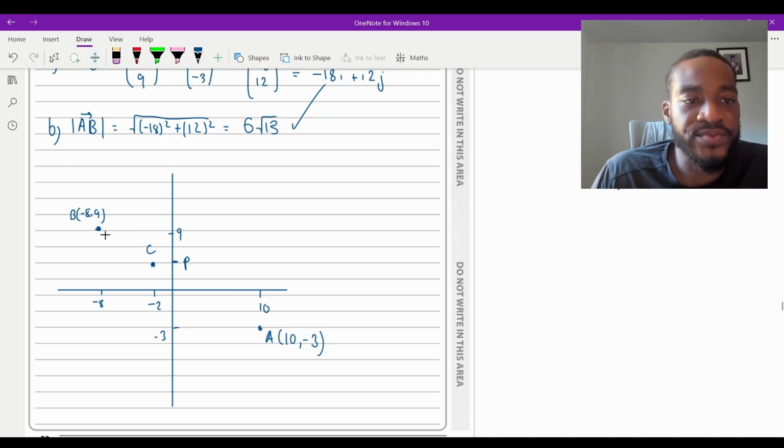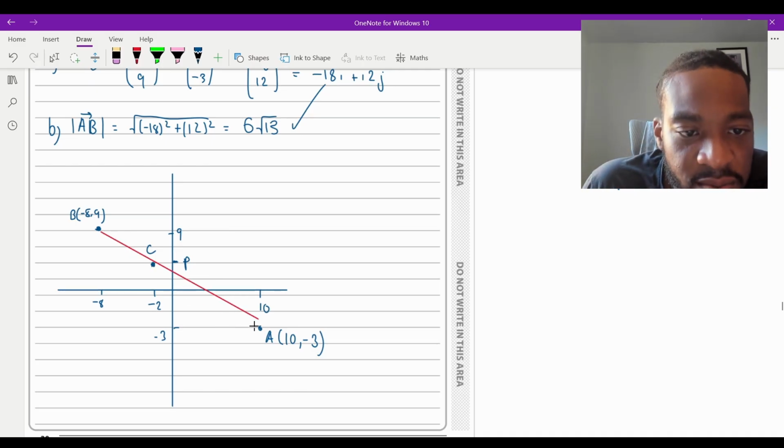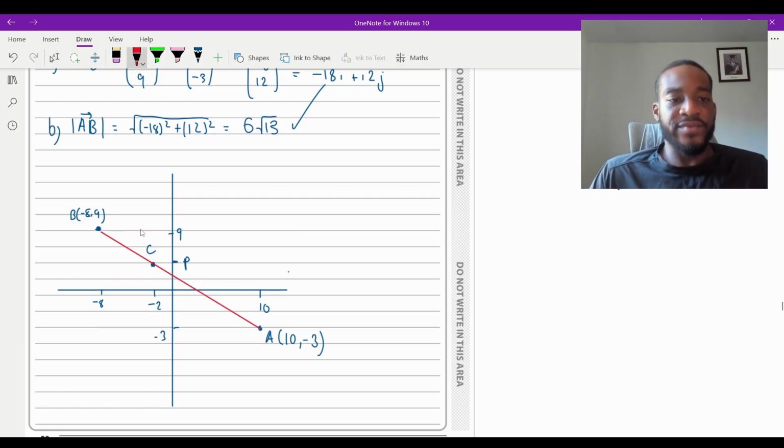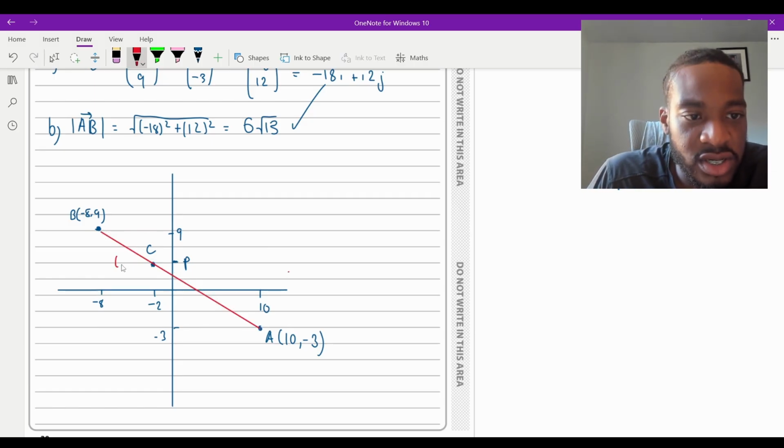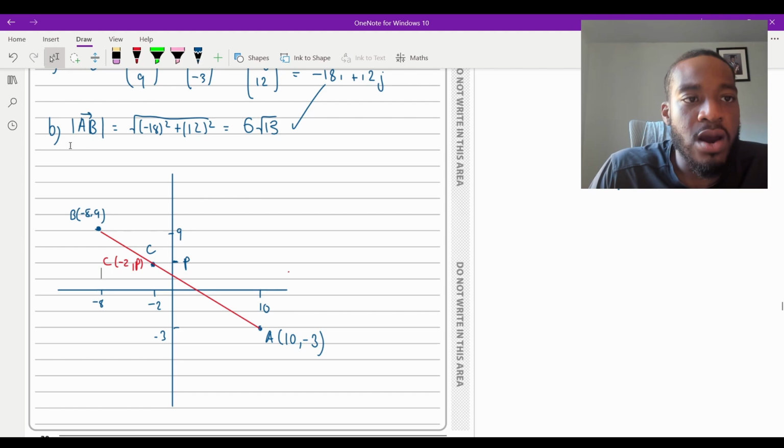I'll do it in red. This is going to be our line, isn't it? Yeah, so we've got that there. And let me just call this C, and I'll call this (-2, p), like that. I'll call this the position point C, and I'll put this in blue as well, just to keep it consistent.